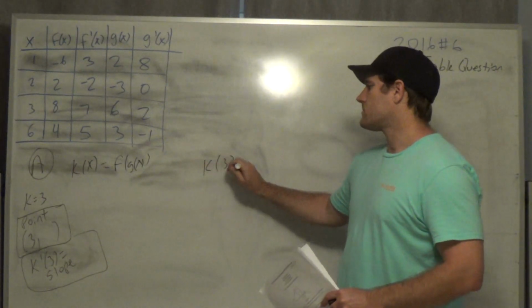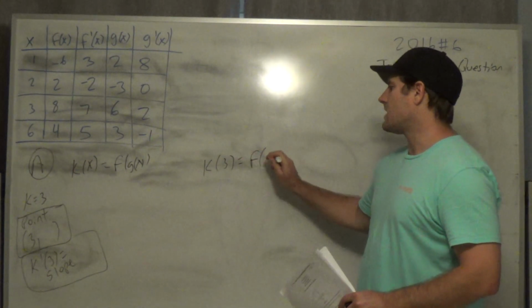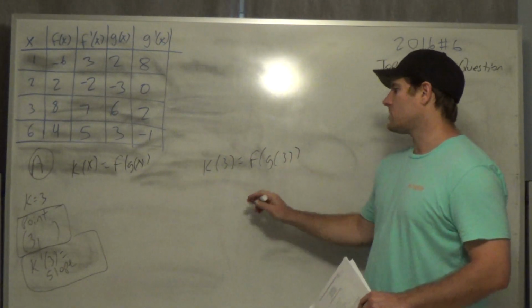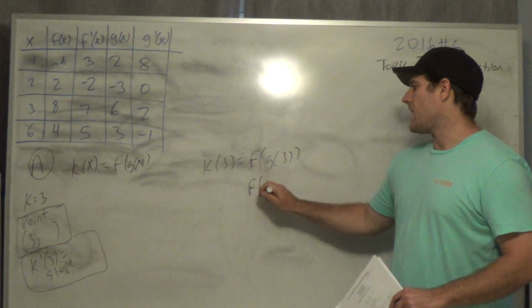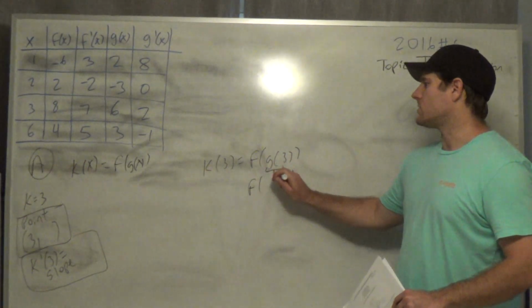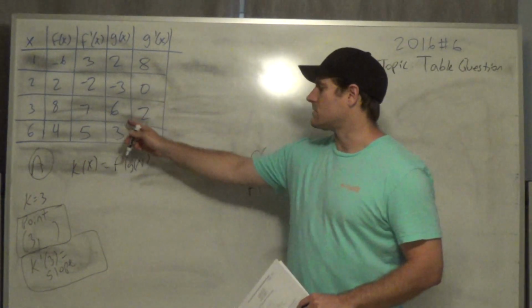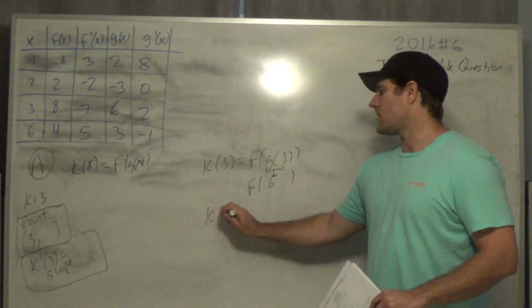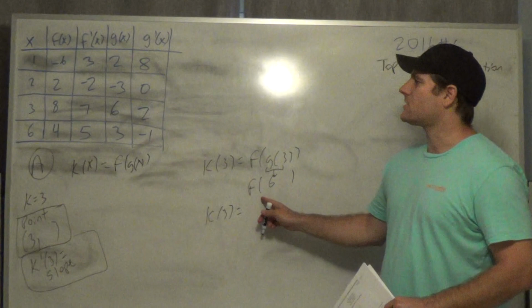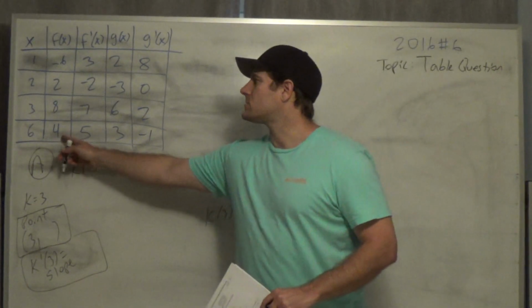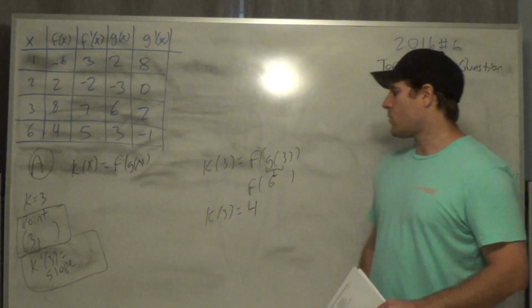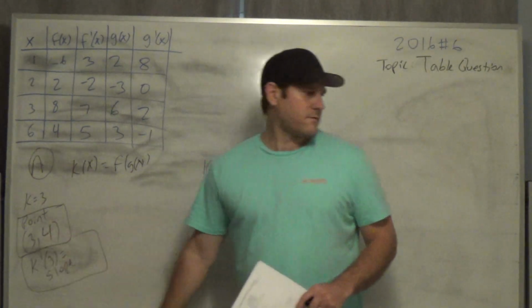K of 3. K of 3 is f of g of 3. So if we want to know what is k of 3, we put a 3 here, we put a 3 here. We get f of, and we look up on the chart, what is g of 3? You'll notice g of 3 is 6. So now we need to know what is f of 6. So k of 3 is f of 6, and according to the chart, f of 6 is 4. So that's our point, 3 comma 4.